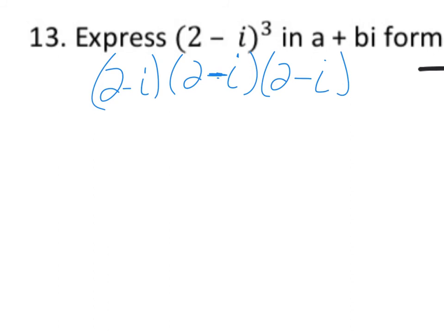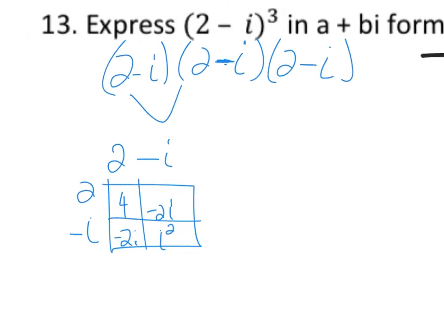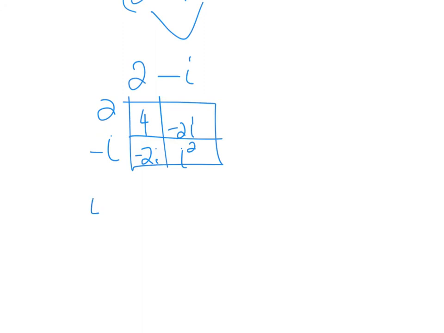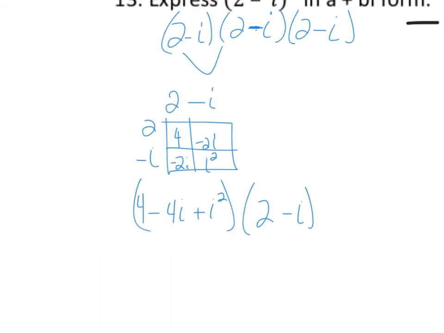There's a bunch of ways to approach this, but absolutely need to do box method. Please don't not do that. 4, -2i, -2i, and then i squared. So I get 4 minus 4i plus i squared. And I still have another 2 minus i over here.